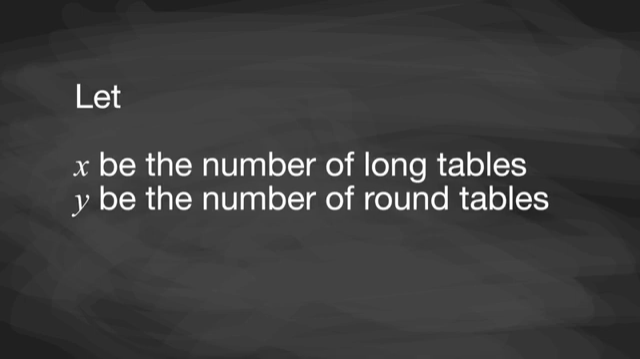Let's let X be the number of long tables and Y be the number of round tables. Now, let's set up a system of equations and constraints. There are 25 total tables, so X plus Y is 25.